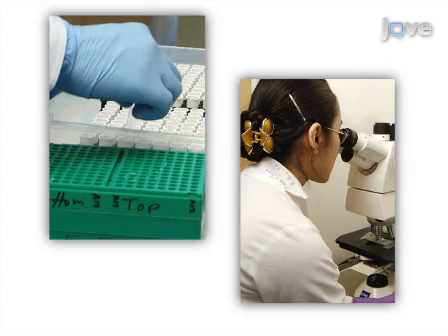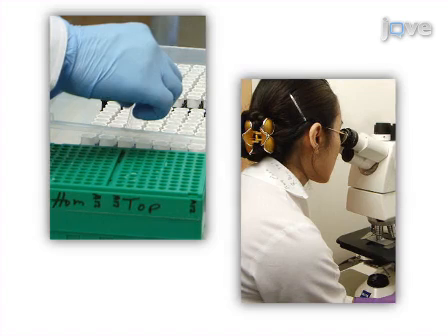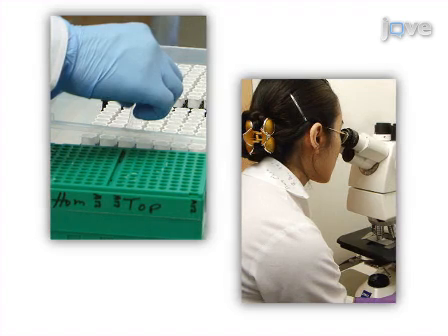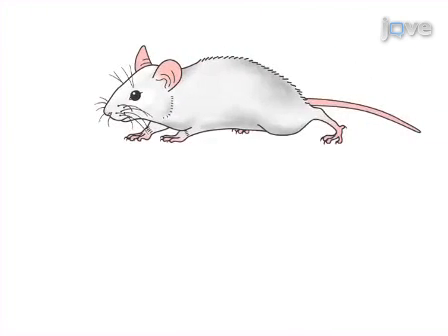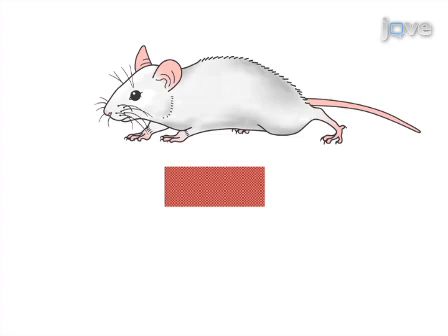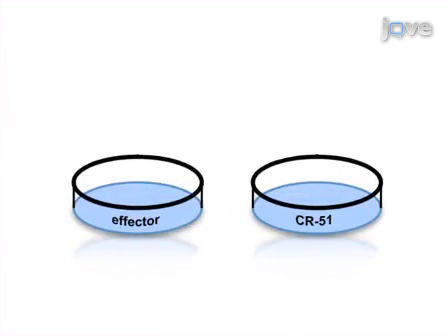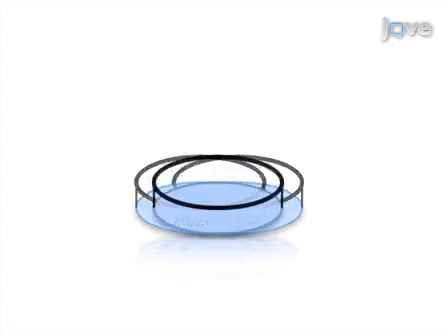A chromium-51-based cell-mediated lymphocytotoxicity, or CML assay, and a visual CML assay. For both methods, CD8-positive T effector cells are first prepared from mouse spleens. To perform a CML assay, NIT1 or NIT4 target beta cells are labeled with chromium-51 and co-cultured with effector cells.